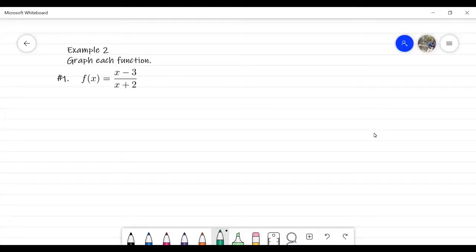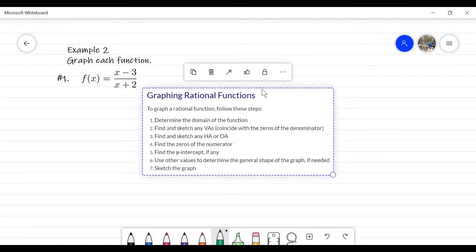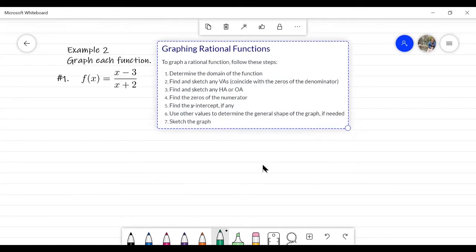Okay, so we want to graph this rational function, and I'm going to bring up those steps that were in our notes. We did something similar for our polynomial functions earlier in 4.2. So we'll reference this throughout.